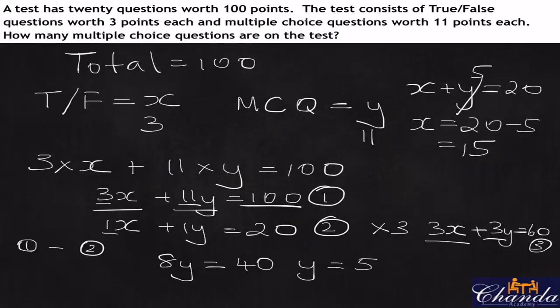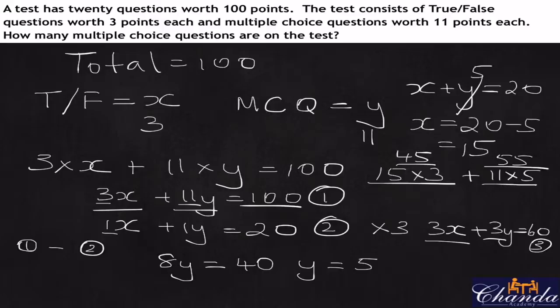So we have 15 times 3, which is the number of points you can get with true and false, so that gives me 45, plus 11 times 5, which is the number of points you can get through the multiple choice questions, giving me 55. And as we know, 45 plus 55 definitely gives us 100 points. Okay, let's move to the next question now.